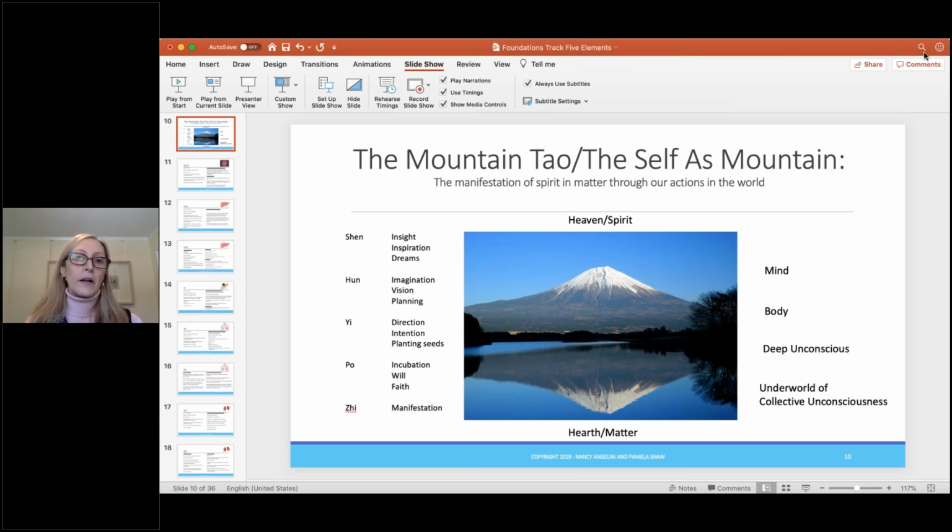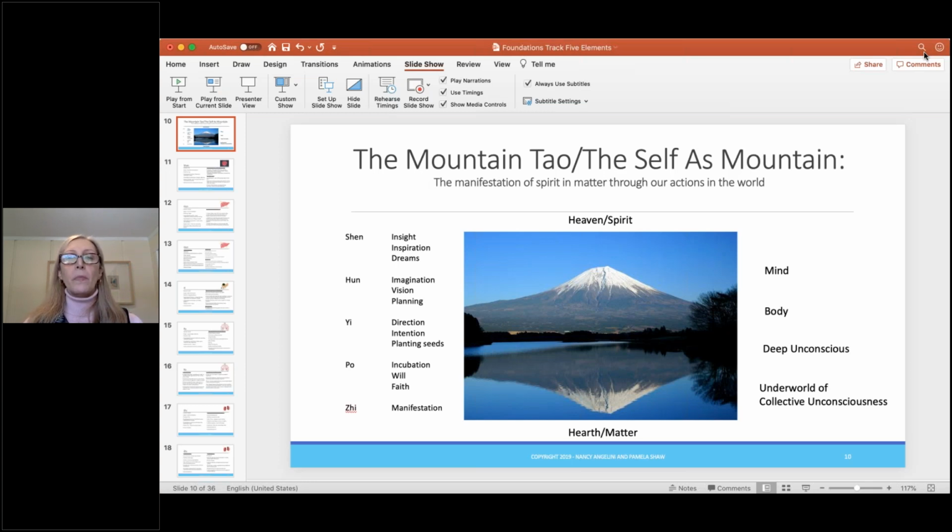They're just so organized, right? And they have vision, and they have goals, and they're going to make it happen. That's the Hun. That's the spirit of the Hun. And the Yi is planting seeds and intention and direction and centering, right? Anytime you put a seed in the ground, or anytime you kind of like, hey, Jim, what do you think about this? That's the spirit of the Yi.